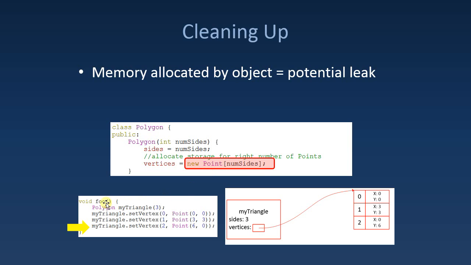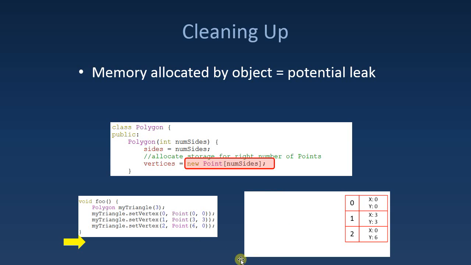And so if I have this foo function, I could make my triangle, I could set up some vertices, and I'd have this in memory. Well, I leave foo, my triangle object disappears, but because I haven't provided a destructor that does anything about the memory, that memory's sitting around, I've got a memory leak. So the destructor is kind of the natural place to take care of that.